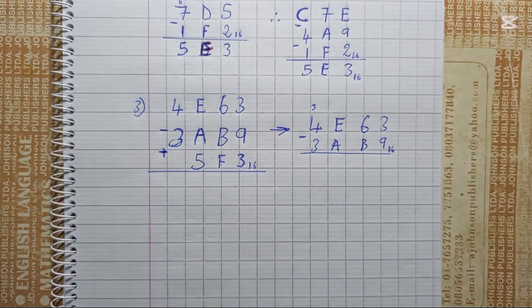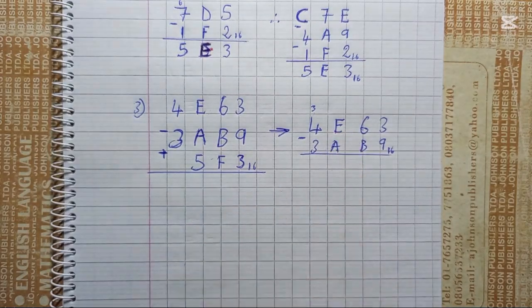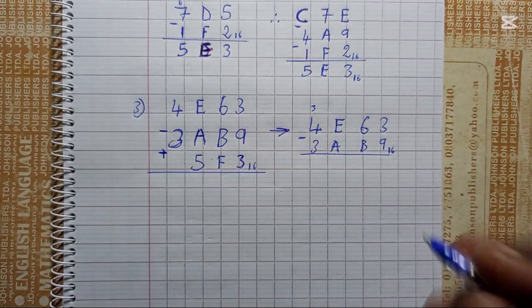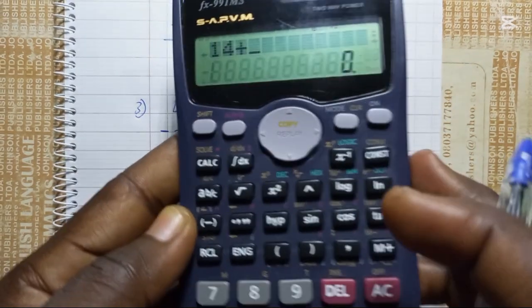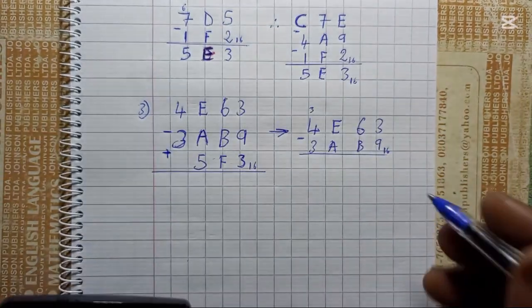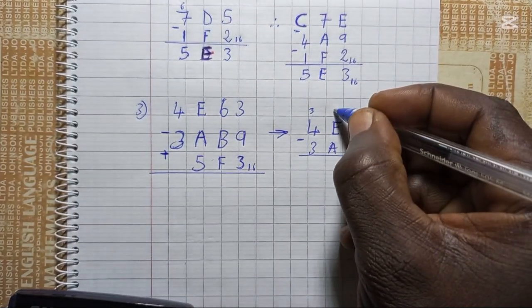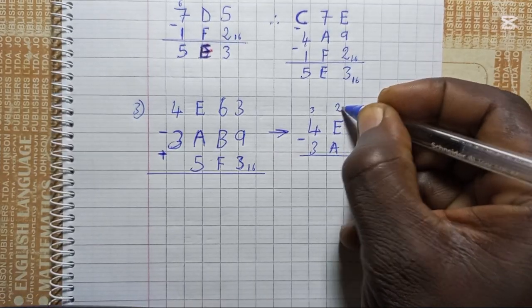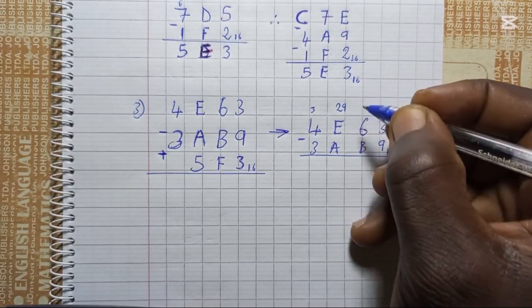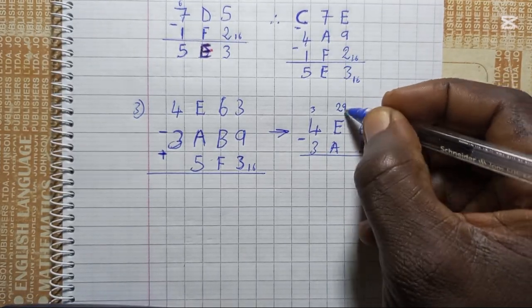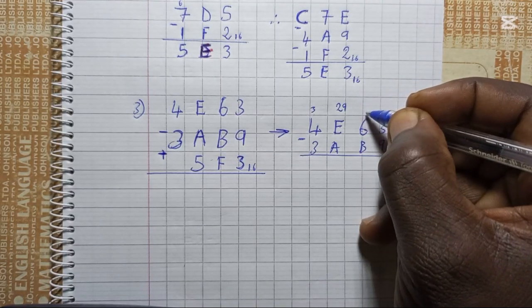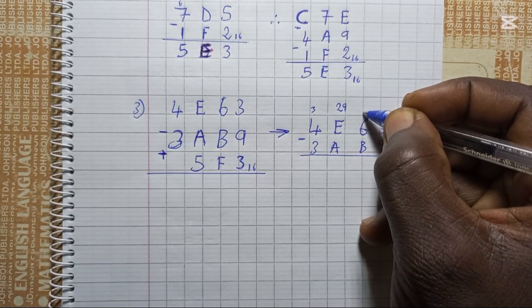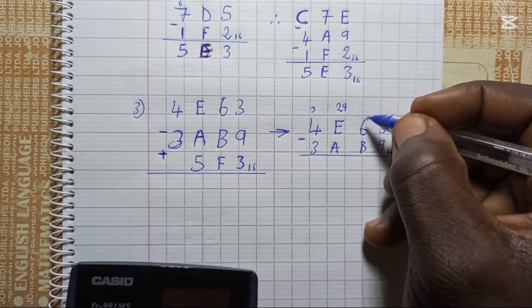Now 16 plus E, which is equivalent to 14, that is 14 plus 16. That will give us 30. That 30 now, I'm still going to remove 1 from the 30. So here will remain 29. Then that one I remove from the 30, on getting to this side, is equivalent to 16.